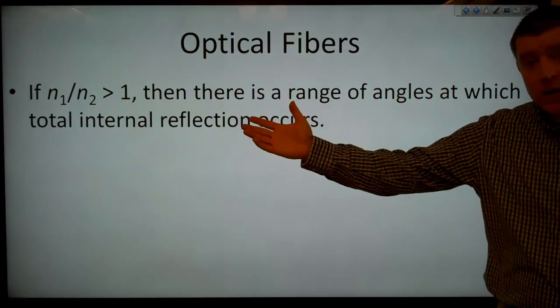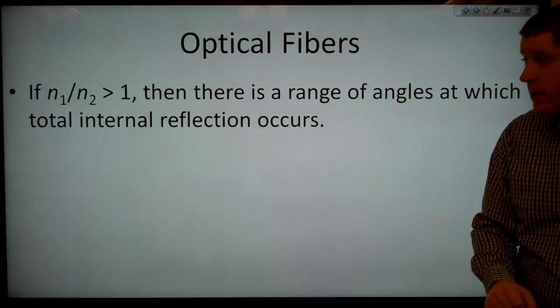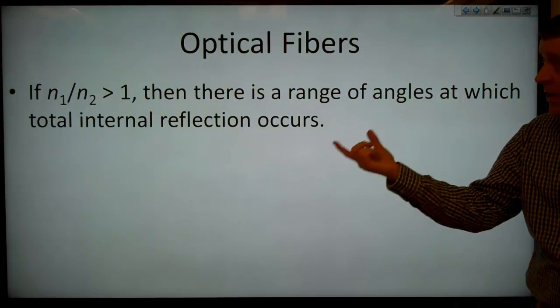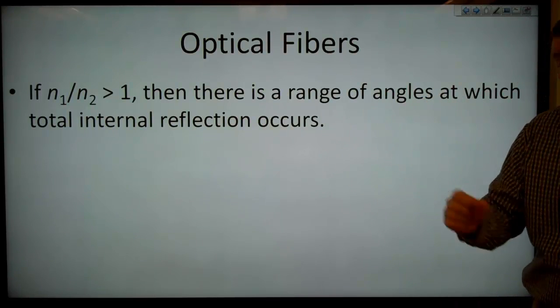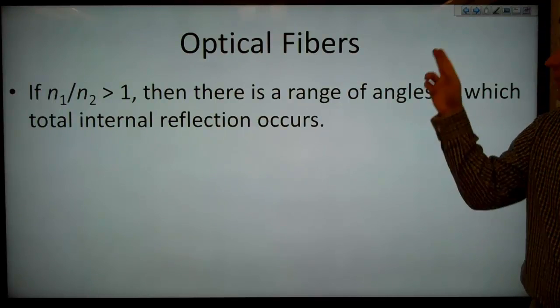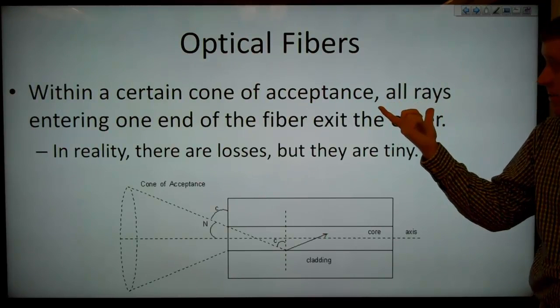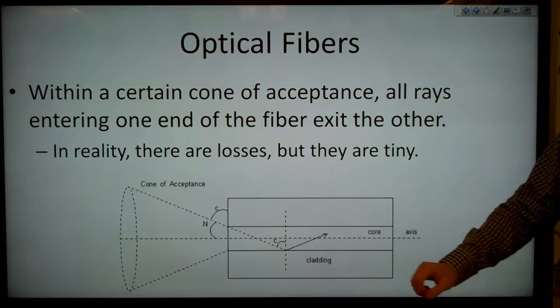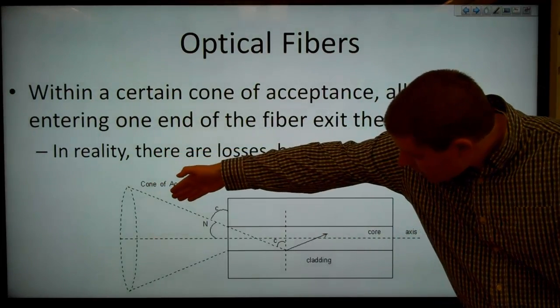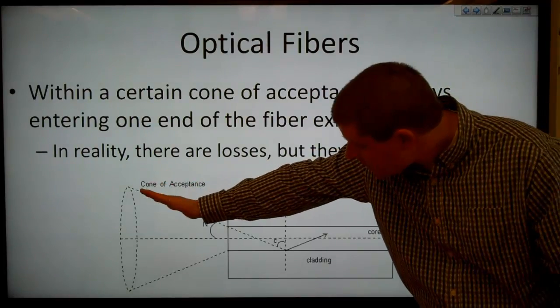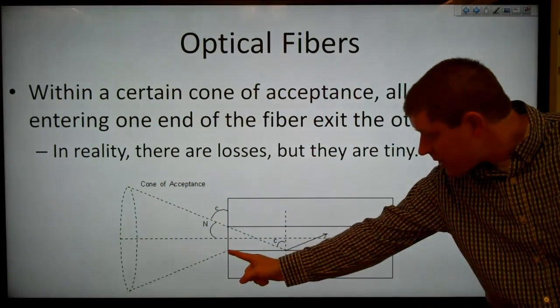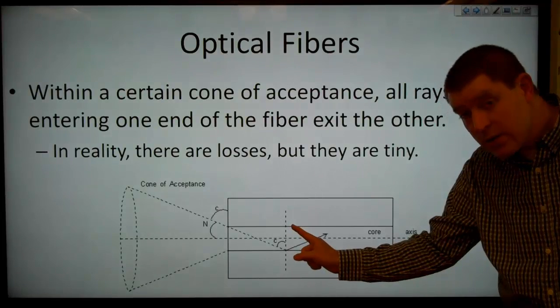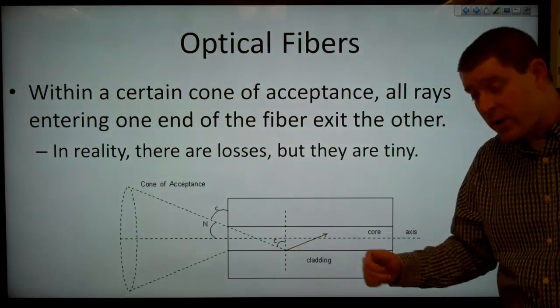So if n1 over n2, that ratio between our refractive indices, is greater than 1, then there is a range of angles at which total internal reflection occurs. So within a certain cone of acceptance, all rays entering one end of the fiber will exit the other, because we have the light coming in, and as long as the light is within that angle, then that means that the angle of incidence there is over the critical angle.